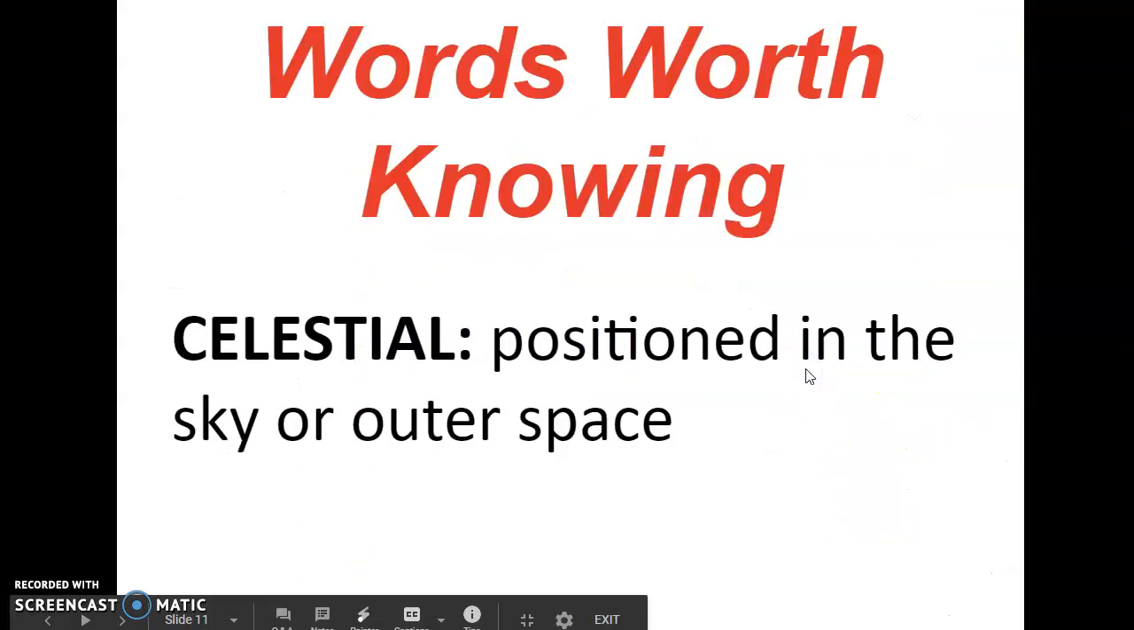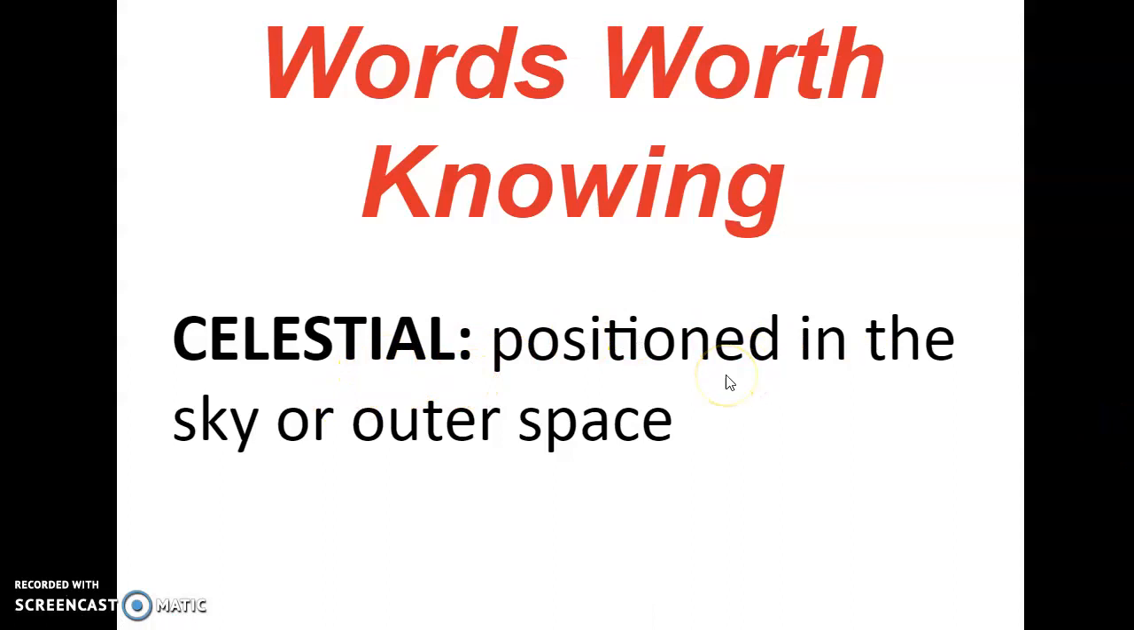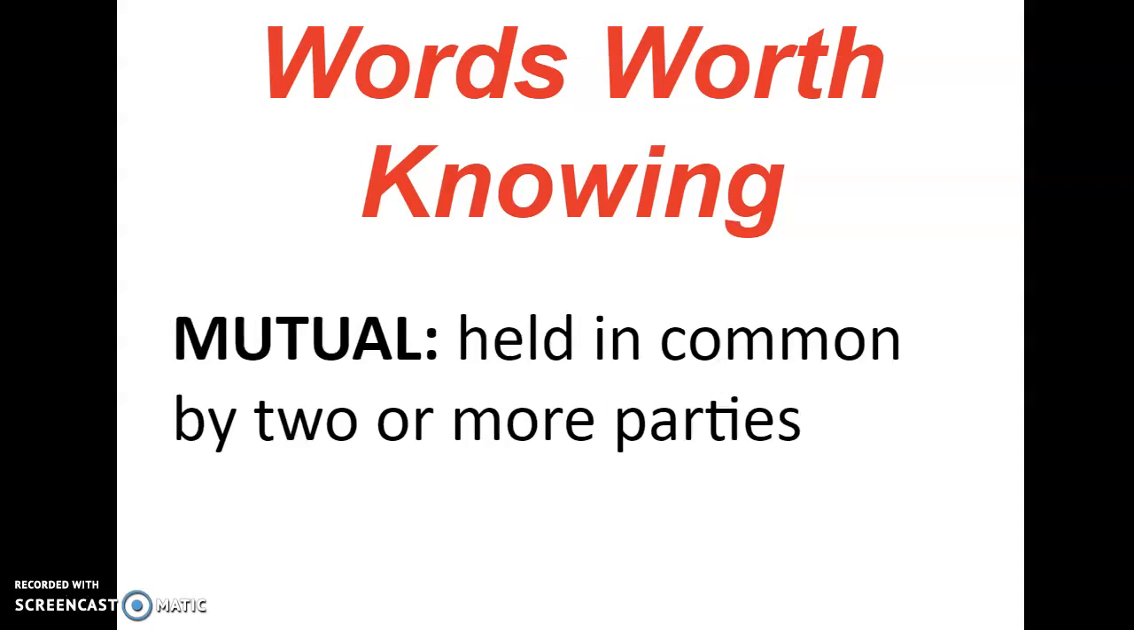So words worth knowing for this lesson is celestial. Celestial means position in the sky or outer space. And another word that is worth knowing is mutual. Mutual means it's held in common between two or more parties. So you could say you have mutual friends, for example, meaning you had the same friends as another person.